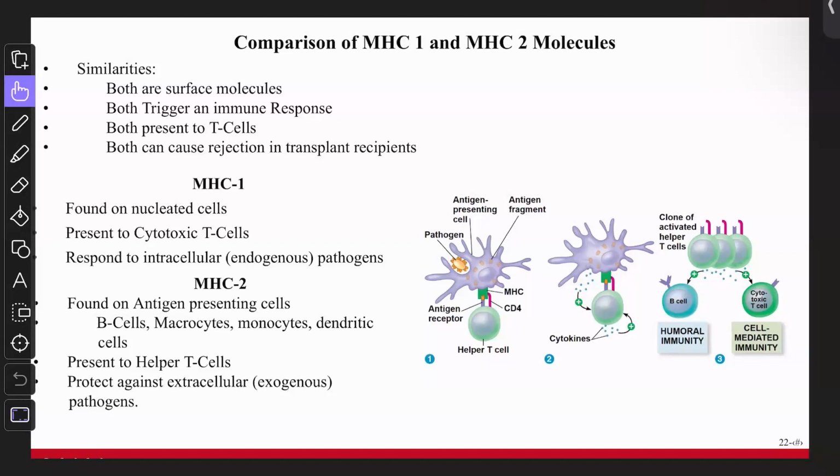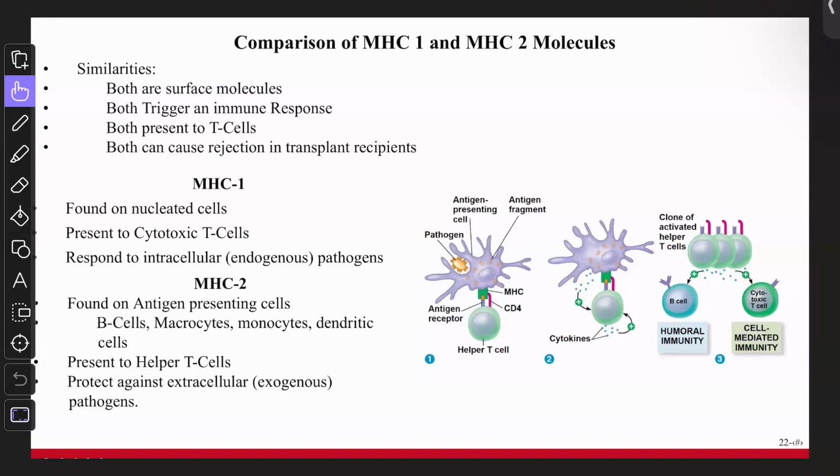So go back to our normal military process. So that's MHC1, right? I'm a nucleated cell in the body. I have an intracellular pathogen. I have fragments of that pathogen. I'm going to make an MHC1 molecule. I'm going to display that antigen there and display it for a cytotoxic T cell to come and attach and kill. Okay.